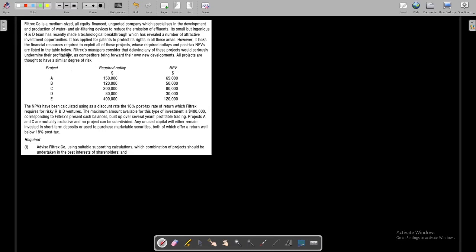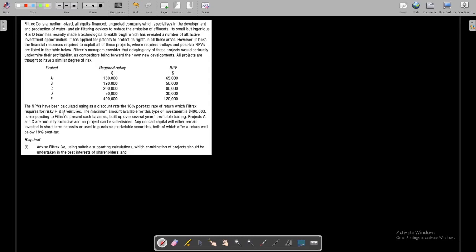However, it lacks the financial resources to exploit all of these projects, whose required outlays and post-tax NPVs are listed in the table below. Fictrex managers consider that delaying any of these projects will seriously affect their profitability as competitors bring forward their own new developments. All projects are thought to have a similar degree of risk. So all the projects, as can be seen here, the initial outlay is here, and the NPVs are associated with that.